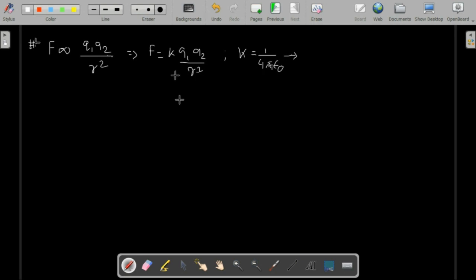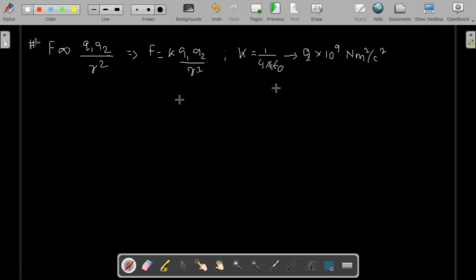There can be a tricky question where this is placed in a certain field, or in a certain medium which has a dielectric constant. That means this permittivity of free space won't be epsilon naught. If it's only epsilon naught, the value that k has is 9 into 10 to the power 9. Look into the unit here: force is in newton, distance is meter square, charge is coulomb square. If you look into dimensional correctness, k must have the unit newton meter square per coulomb square. So that's my value for k.